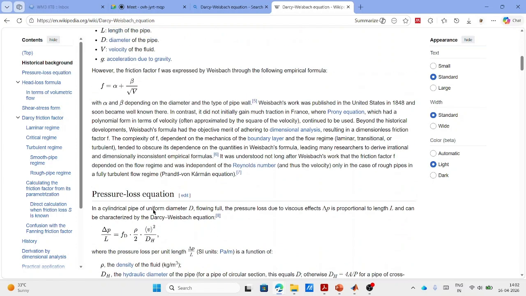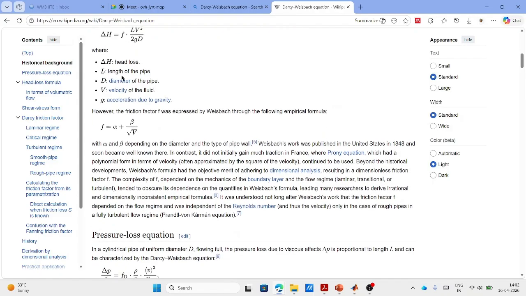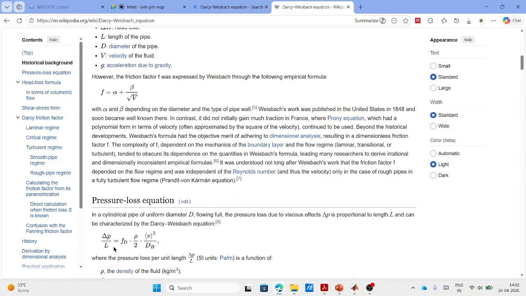This is the modified version. Essentially both are the same, it's just translated: here it's in terms of the head, and here it's in terms of the pressure drop.